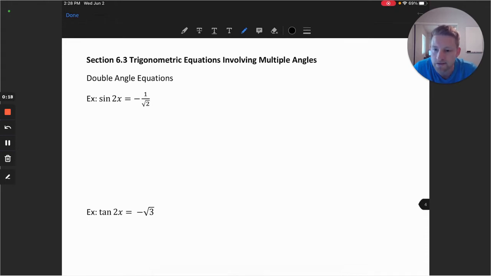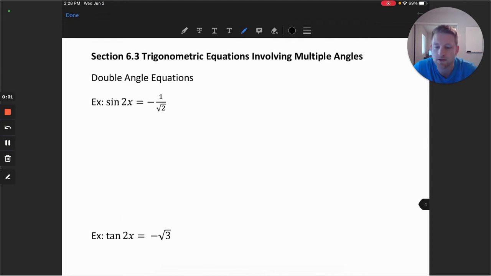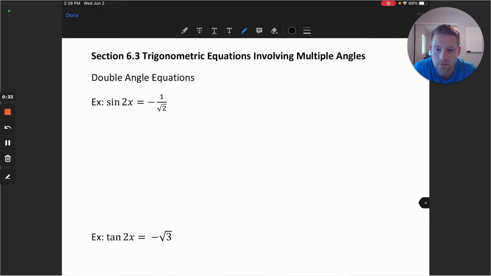We have sine 2x is equal to negative 1 over the square root of 2. So one thing that we can consider doing right off the bat is just considering what negative 1 over square root of 2 is for us. This is another way we can write this. If we go to rationalize this, we'll probably come up with something that is a little bit more familiar to us in terms of our unit circle.